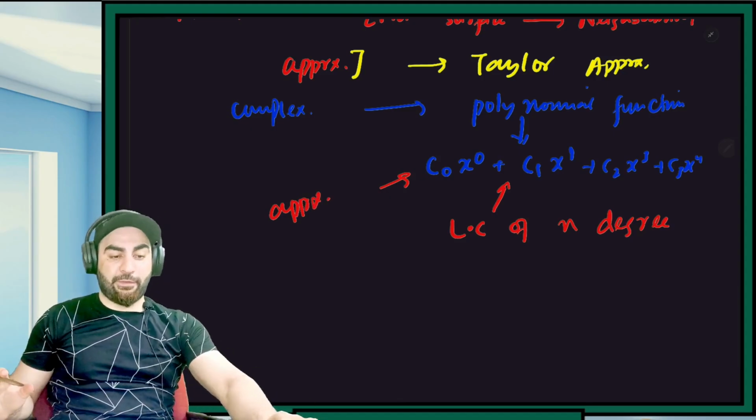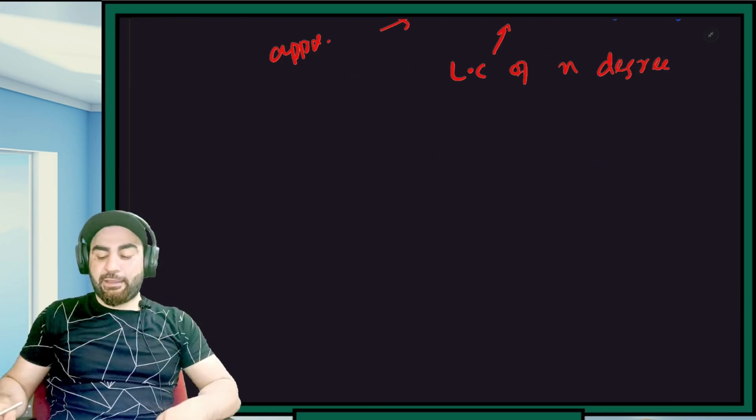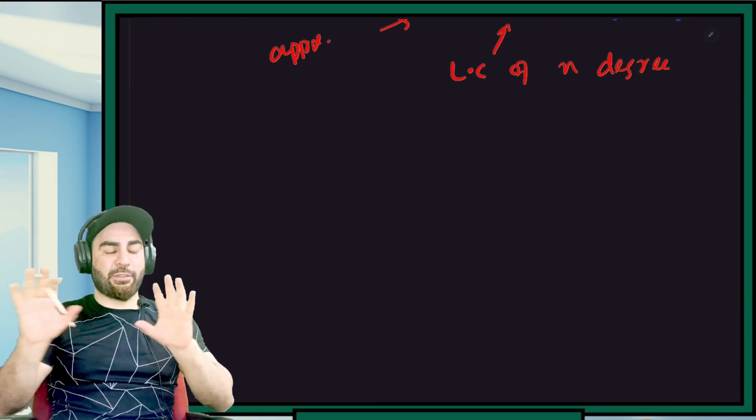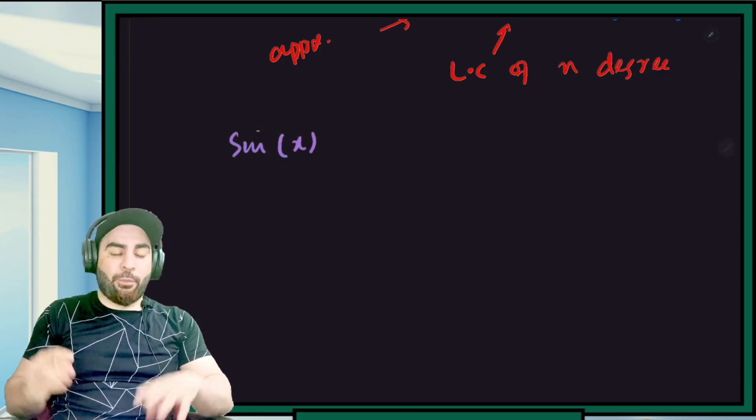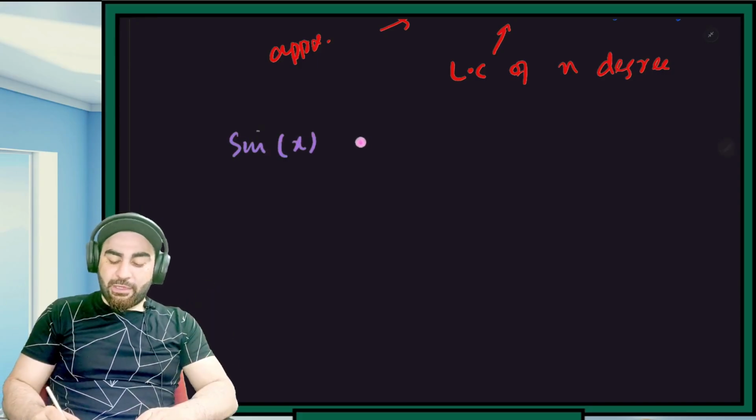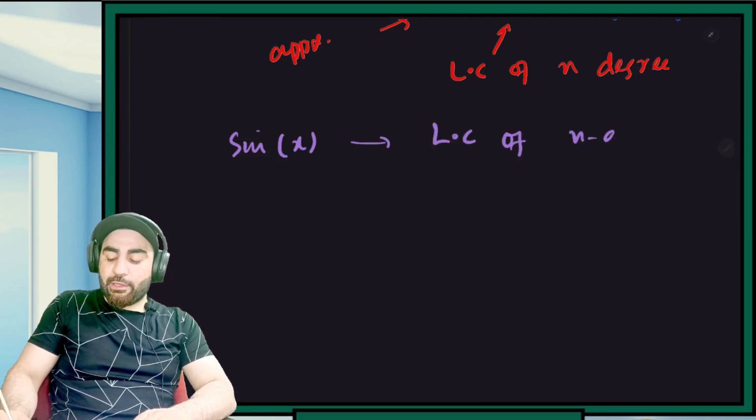How many of you have seen this in calculus? Here I'll just define the Taylor approximation. If you have any complex function, it can be sine of x, it can be a composition of a lot of functions. Taylor approximation says that you can take a linear combination of n degree polynomials.